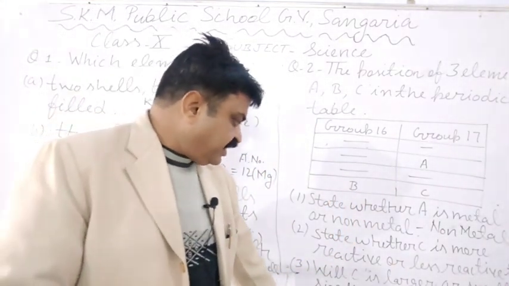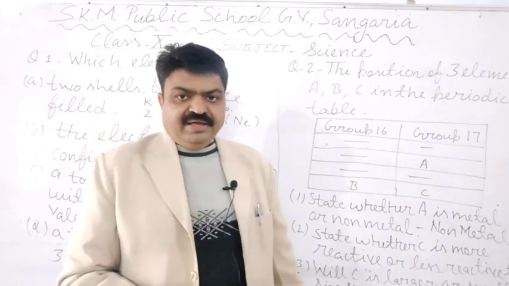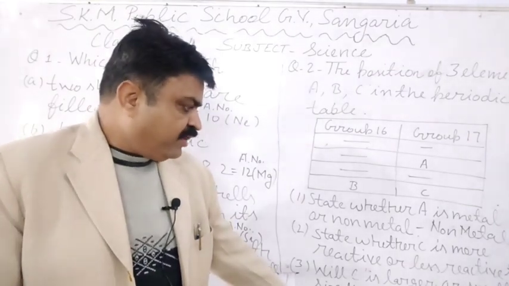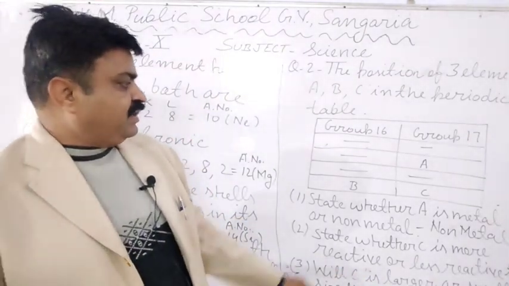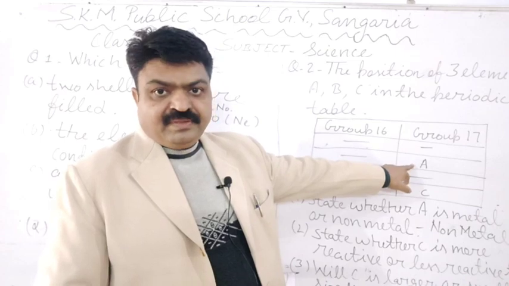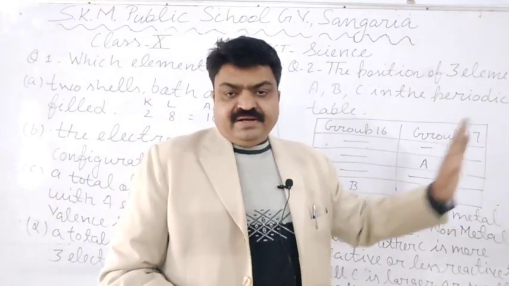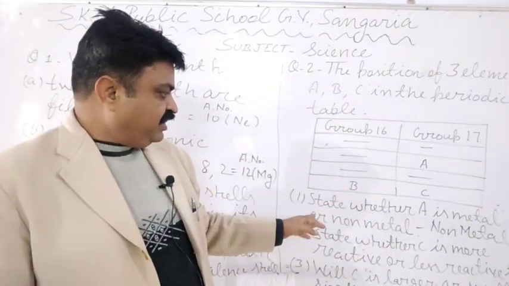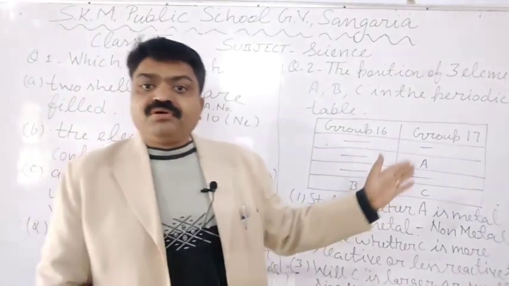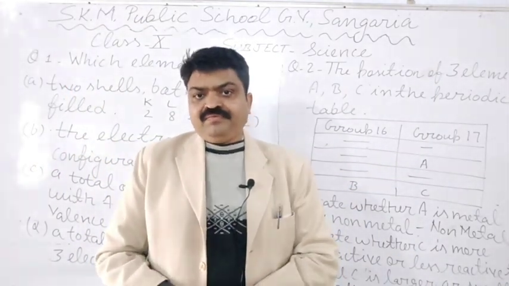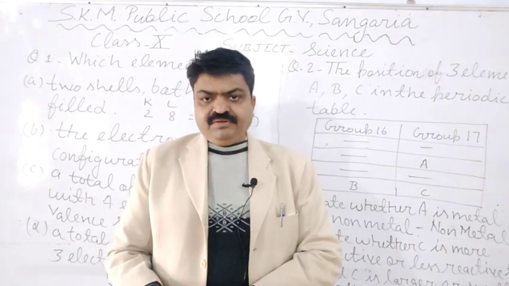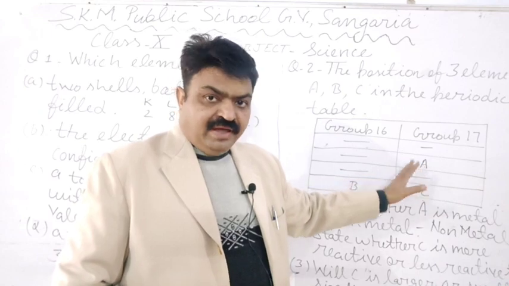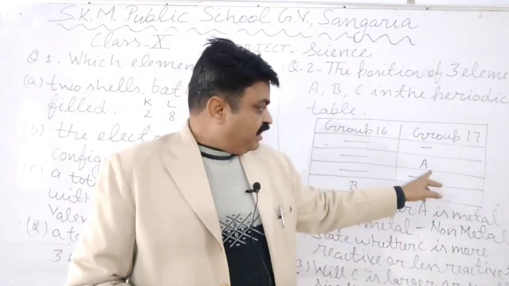Next question is: which type of ion will be formed by A? This is A, student, here. As we have discussed, A comes in the category of non-metal. So non-metals always form which type of ion? They form anions, student. So the anion will be formed by A.